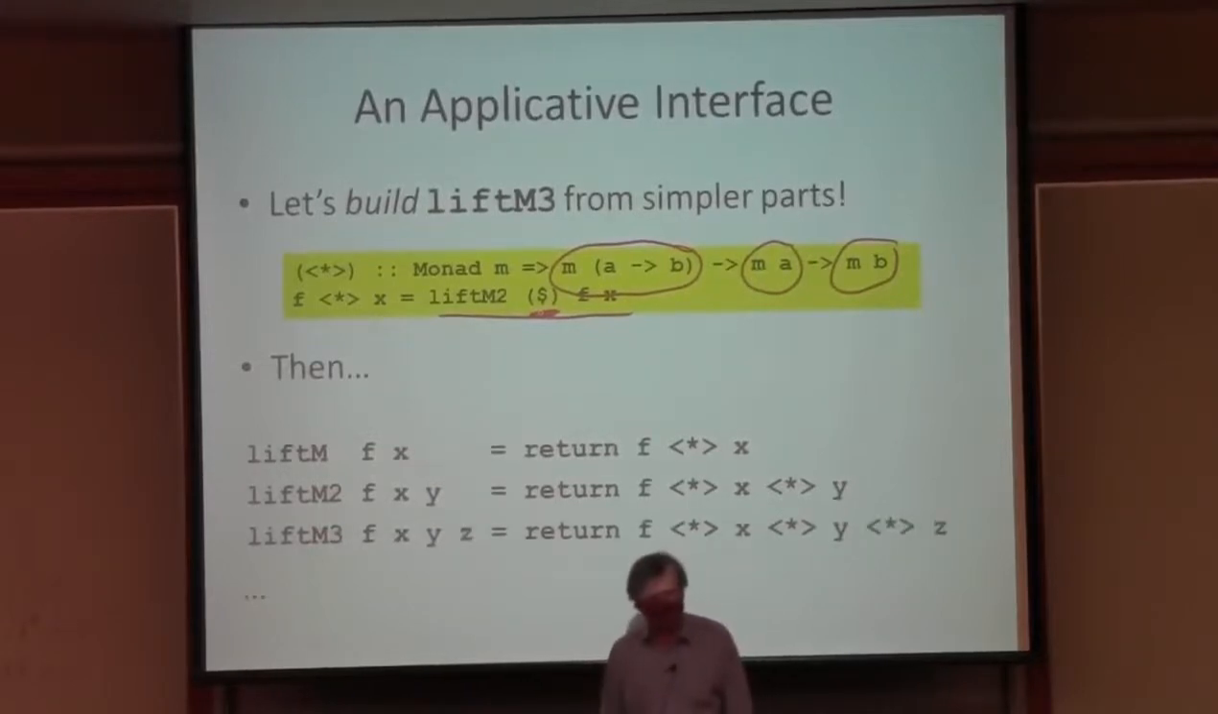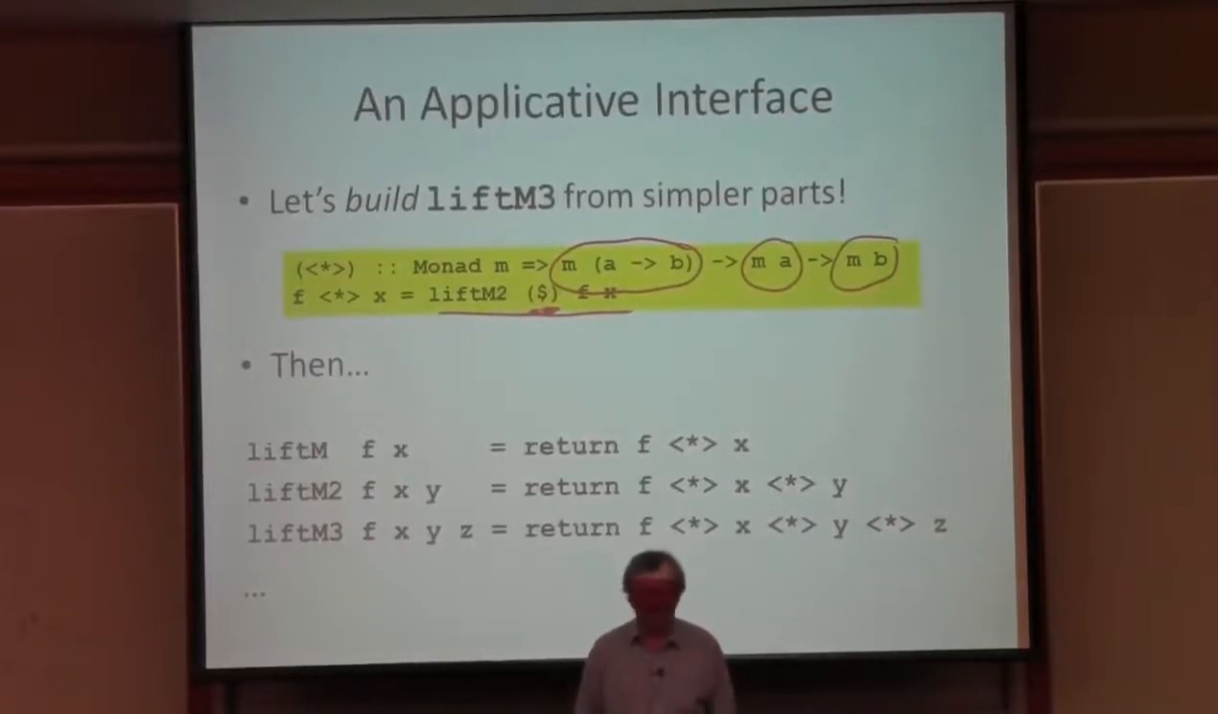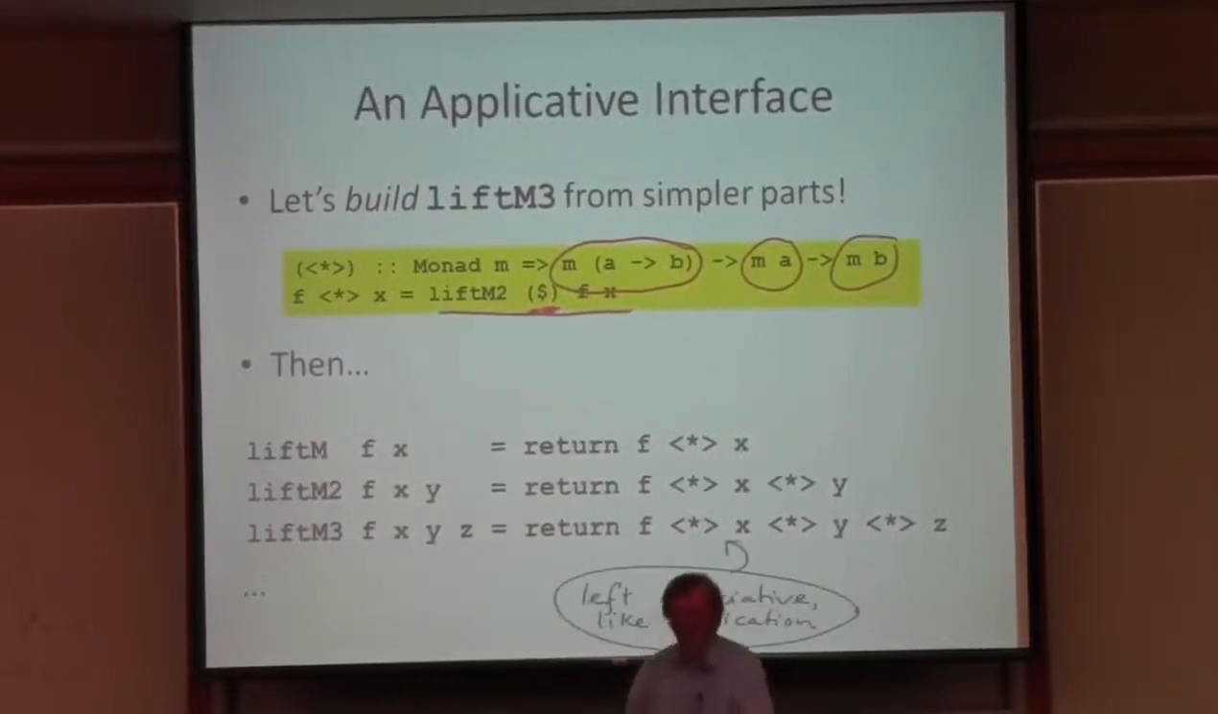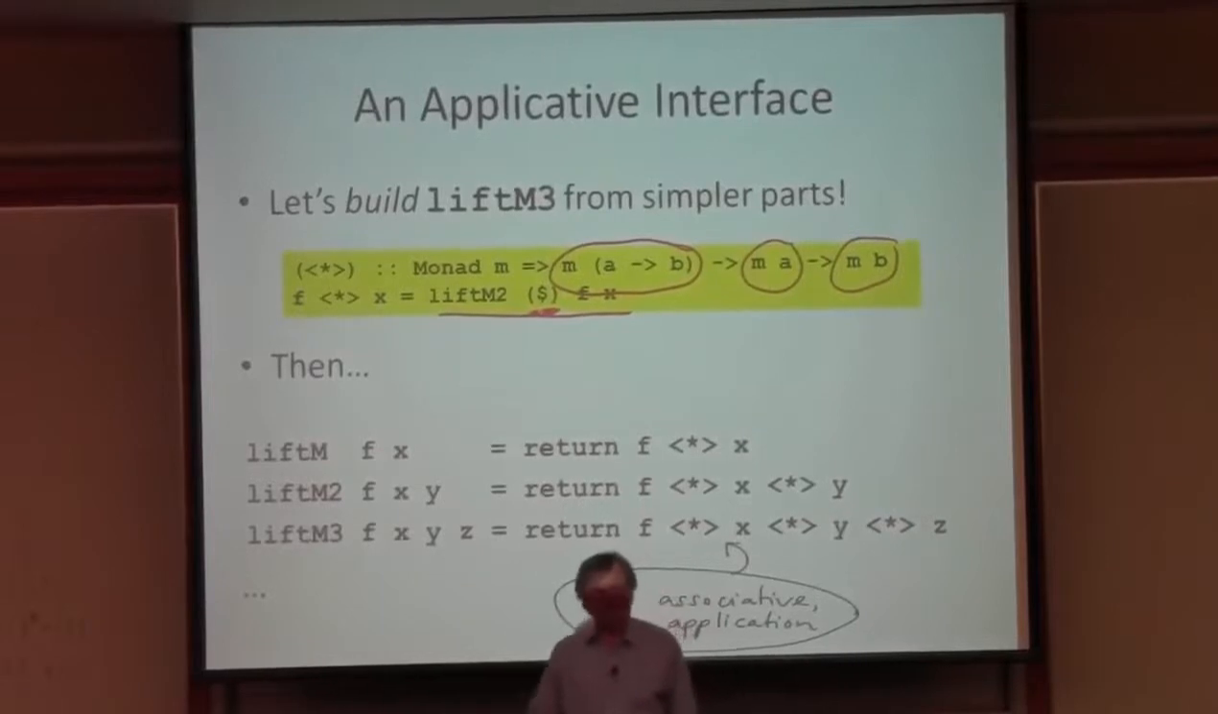liftM3 likewise. So this is rather nice. Now I only need to define this one star operator, and all of those k lift functions I can just construct on the fly. And by the way, of course, this operator has to associate to the left, just as function application does. So it's declared to do so.